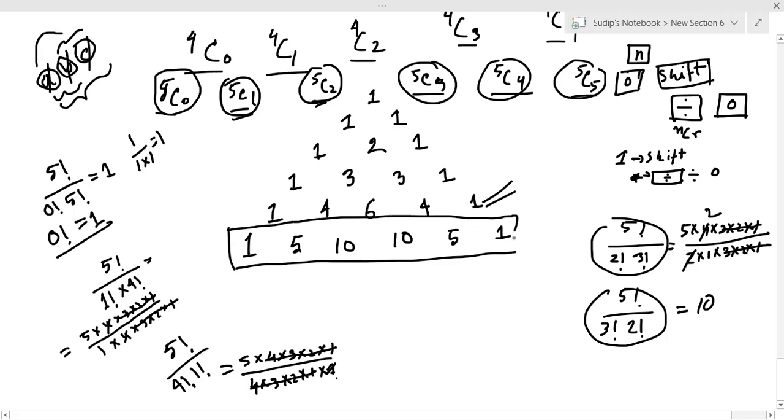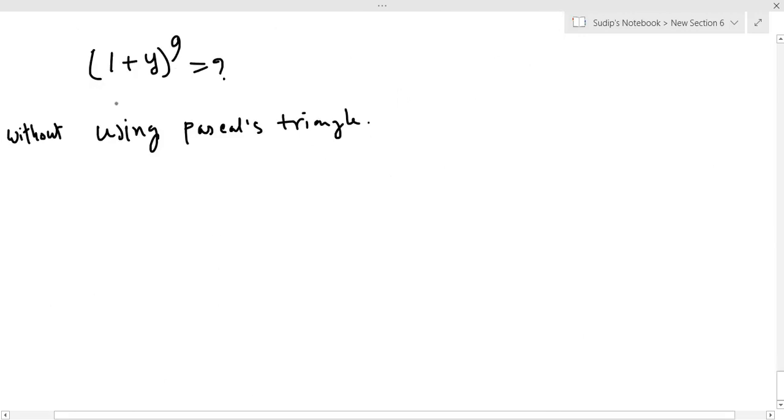This is the formula which we will use to find out the Pascal's row without using the Pascal's triangle. Pause the video and try it by yourself. Now I am going to show you what will be the answer.